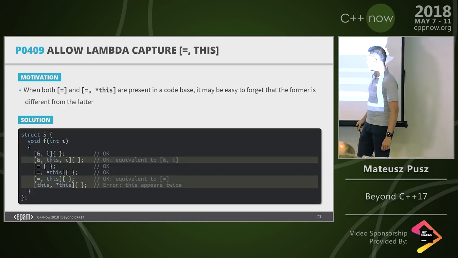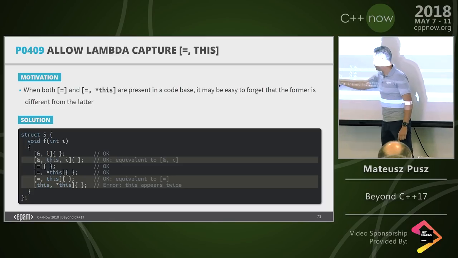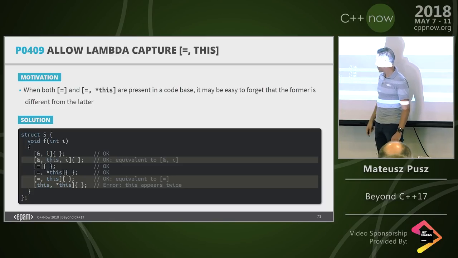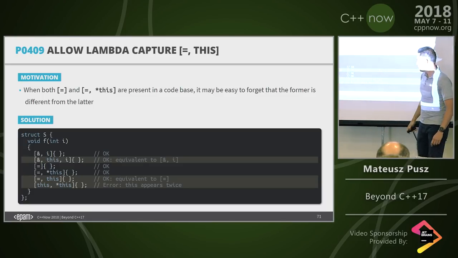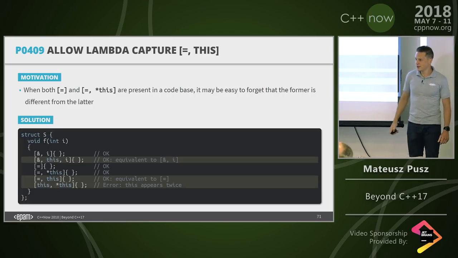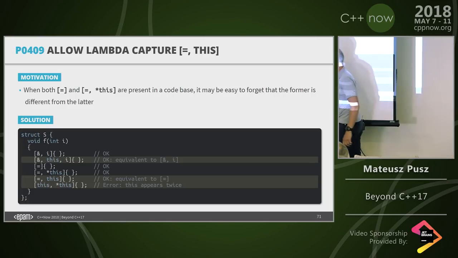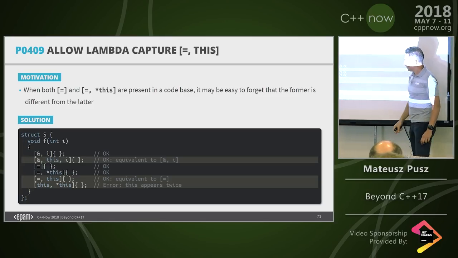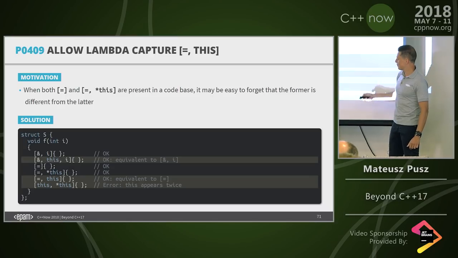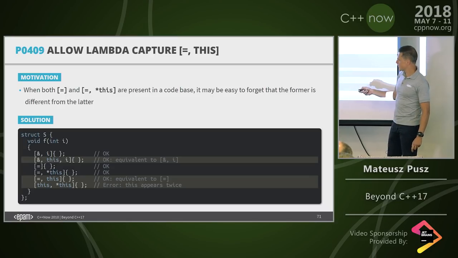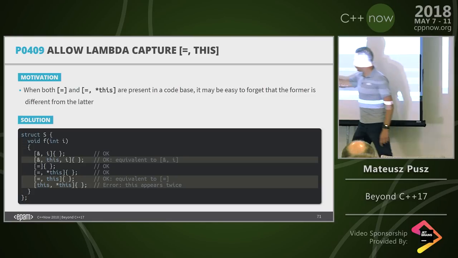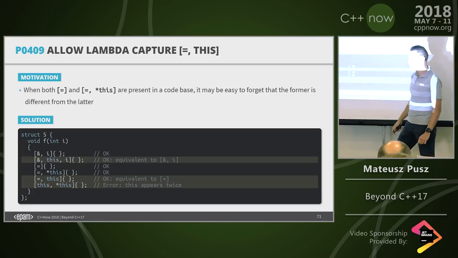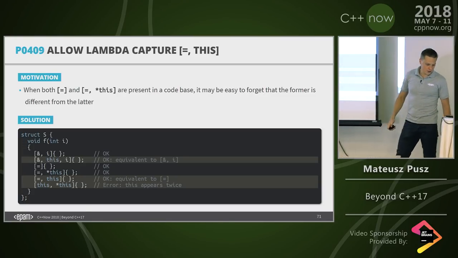That's why right now it will be allowed to type something like `[=, this]`. This is basically the same as that one, and this is basically the same as this one. But you are being explicit when you are using this feature, just to make sure that you don't make some mistake or bug here with specifying one form or the other. It's easy to forget what's being done there under the hood.